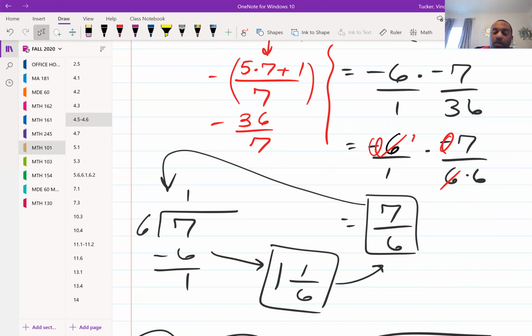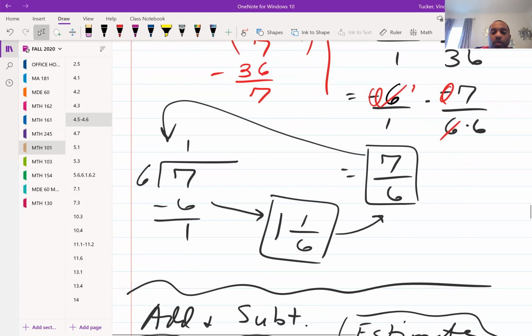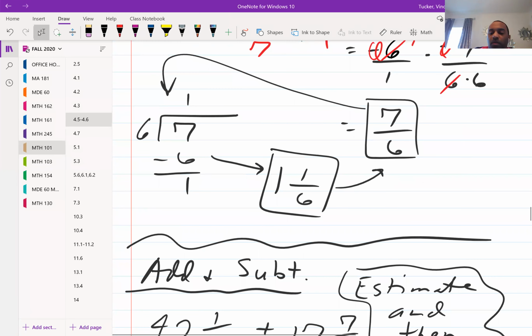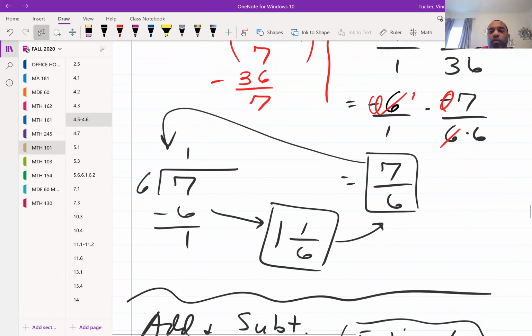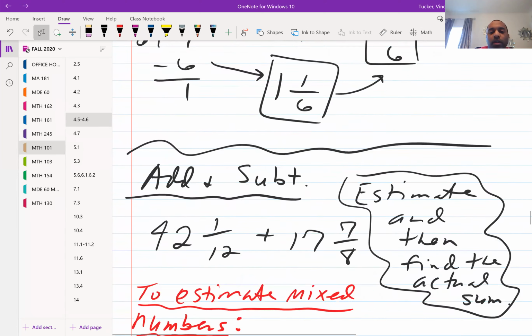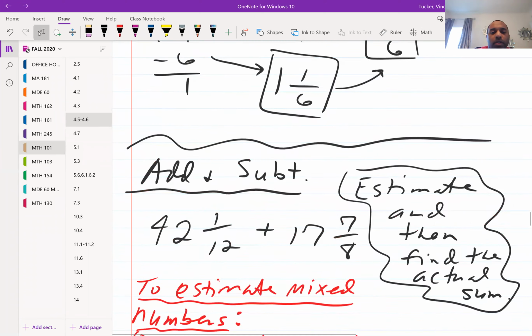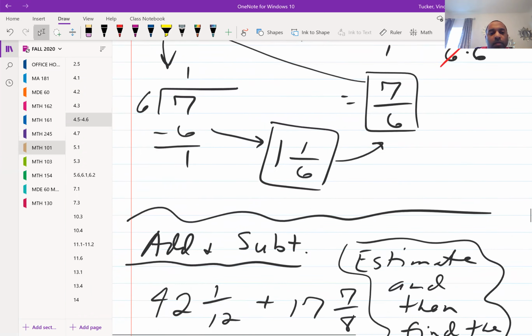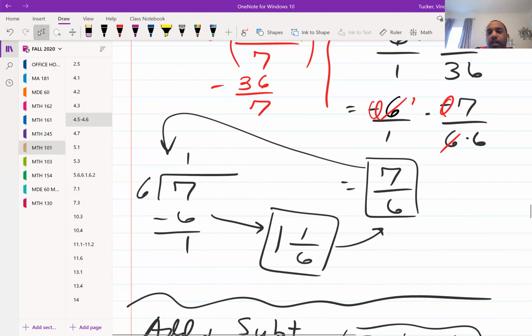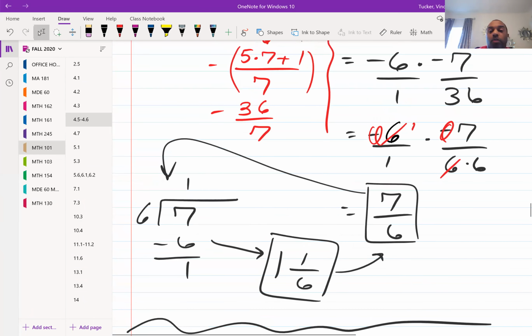All right. Questions, questions, questions. All right, so we're going to pause right here, and we'll get into adding and subtracting and estimating next class. So any questions on anything that we've done up to this point? Questions, concerns, comments?